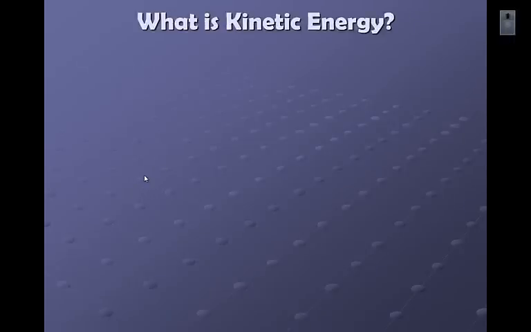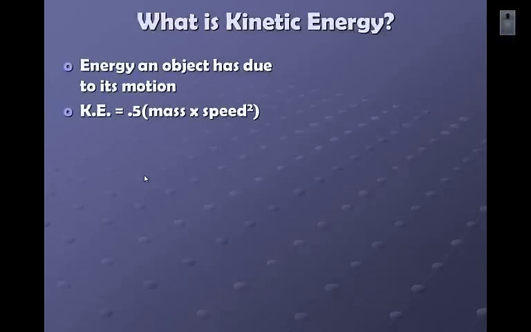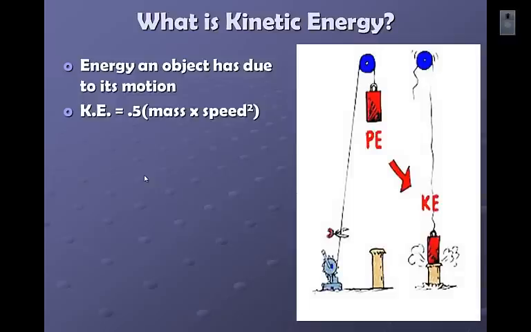All right, so what's kinetic energy? Well, that's energy an object has due to its motion. Kinetic energy can be found by calculating 1/2 of the mass times the speed squared. If you're going to do this math-wise, you have to do the parentheses first, but inside the parentheses you have to do the exponents, and then multiply your mass times your speed squared and then divide it by 2 or multiply by 0.5.